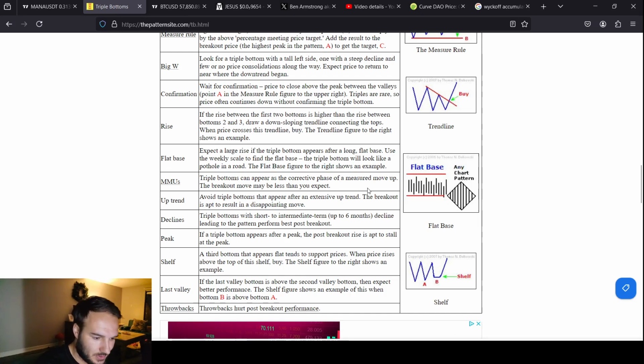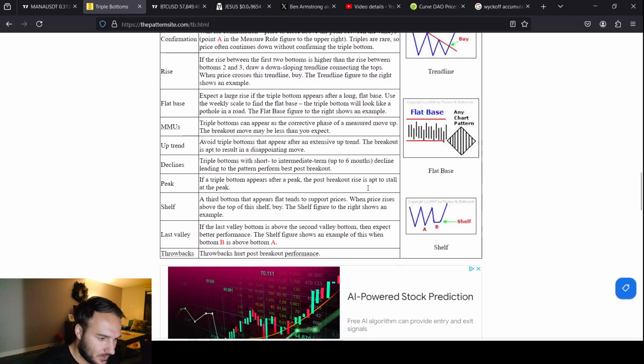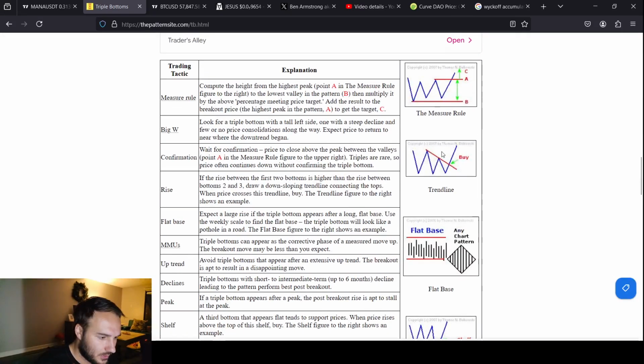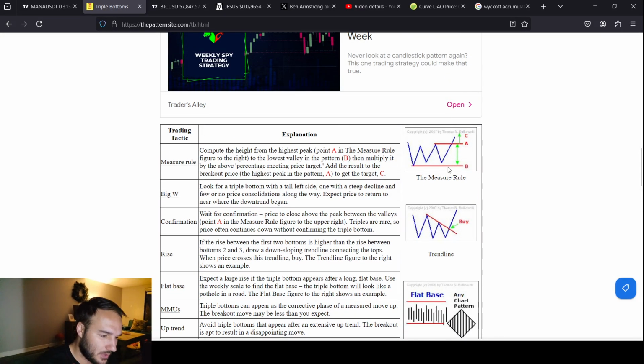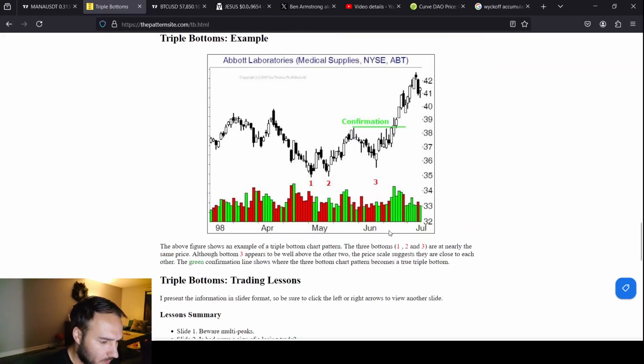I don't know about that. Yeah, so maybe not. Shelf, it would be more of a two peaks, but we have the measure rule. Okay, well that's nice. We don't need the measure rule. We don't need the big W.